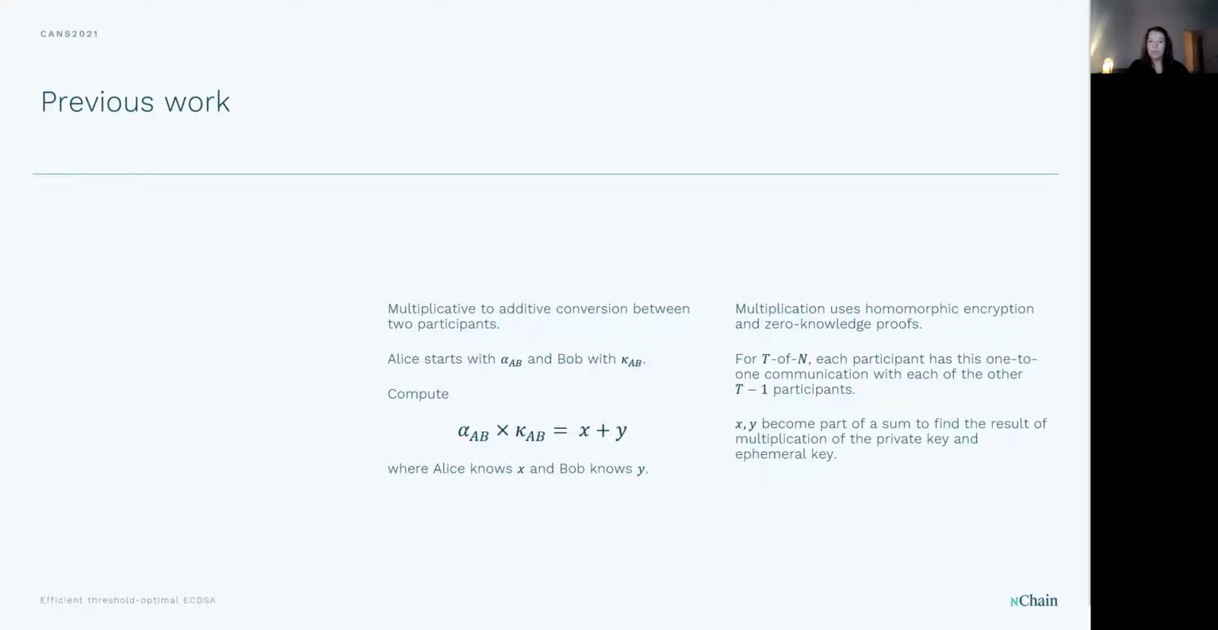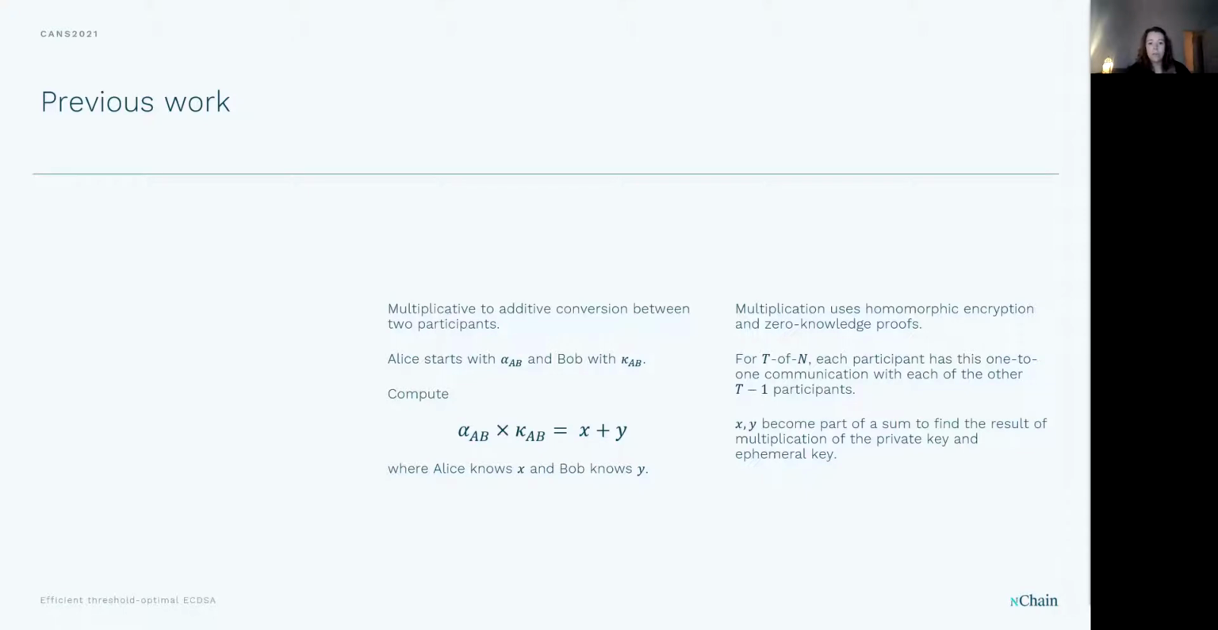In order to compute the multiplication of the private key and the ephemeral key, this process needs to be done with every pair of participants. So Alice and Bob as an example, but if you add in a third participant, then Alice also needs to do the same thing with the third participant, Charlie, and Bob also needs to do the same thing with Charlie. Then if you add all the results of these one-to-one communications, you can find the multiplication of the private key and the ephemeral key.